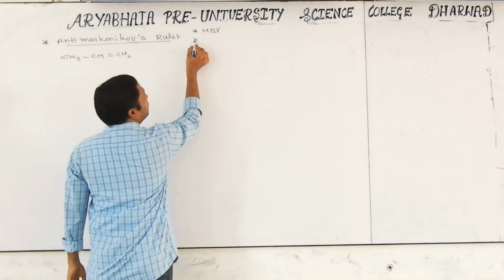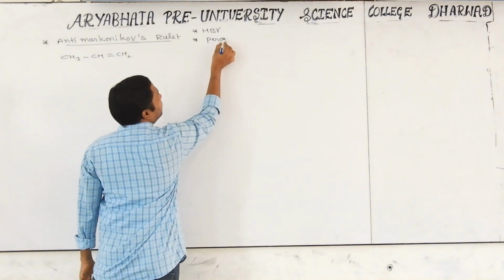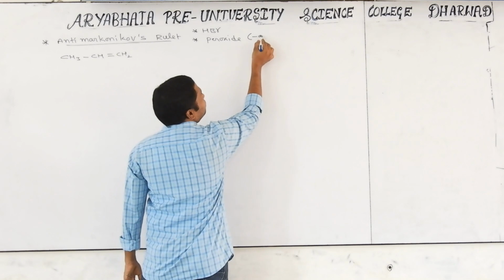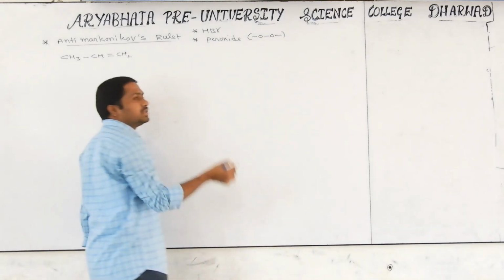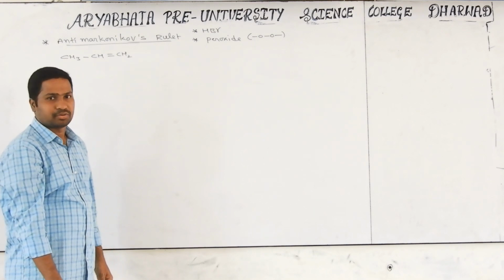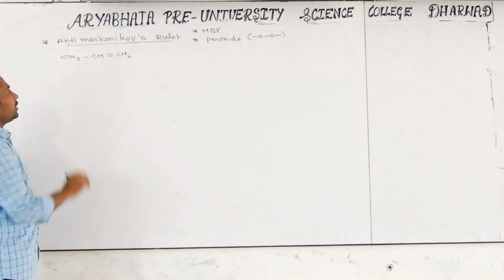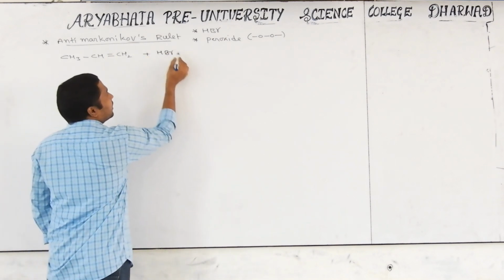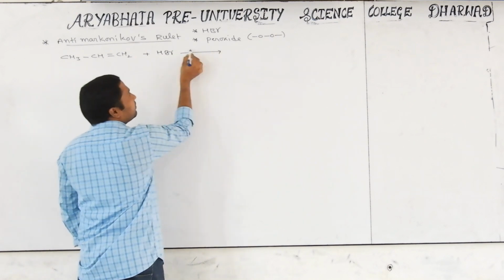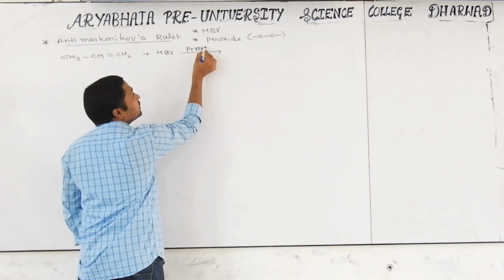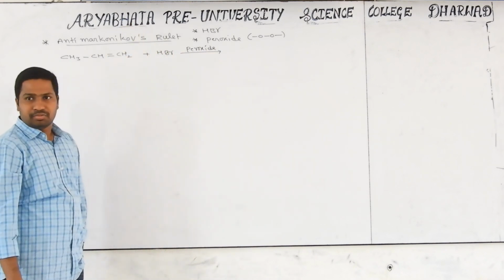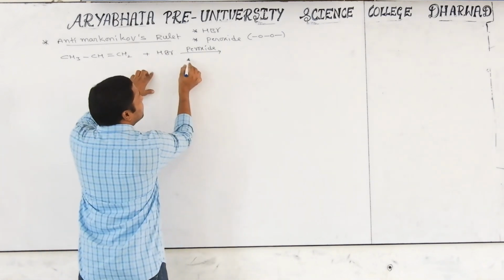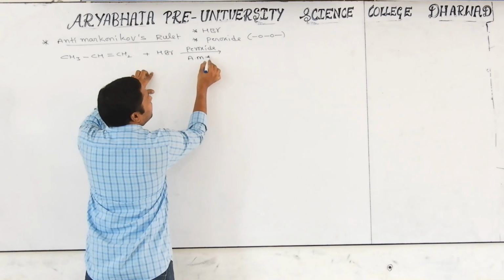Another thing, it compulsorily works in the presence of peroxides. I think you have some idea regarding peroxide. Peroxide means two oxygen atoms are directly connected together. Compounds having such linkage are called peroxides. First of all, I am taking propene. It will be treated with only HBr, and it is compulsory that the medium is peroxide. Otherwise, it will go according to the Markovnikov rule. If you are using peroxide, it definitely goes through the anti-Markovnikov rule.